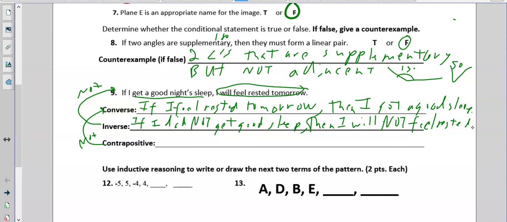Now I'm going to take the converse and negate that. So instead of if I feel rested tomorrow, I'm going to say if I do not feel rested, I'm going to cut off the tomorrow just for space. Then, instead of saying I got a good night's sleep, then I did not. I'm just going to say sleep well.